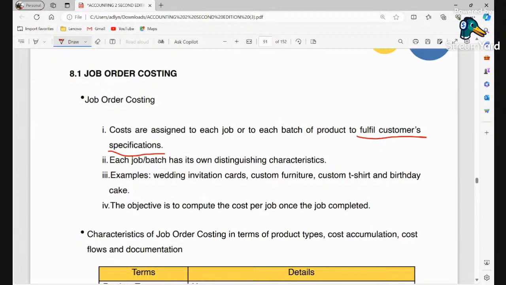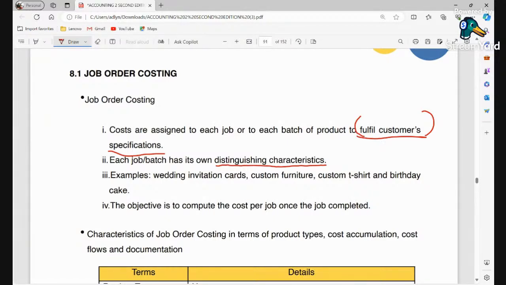So if you look here, each job or batch has its own distinguishing characteristic. Maksudnya dia ada ciri-ciri khas produk tersebut, and ciri tersebut tidak sama atau mungkin tidak akan dijumpai pada ciri-ciri produk yang berbeza, yang ditempah oleh orang lain. Because job order costing, as you can see, the main purpose is to do the costing for job ataupun batch of product yang memenuhi permintaan pelanggan. So there's a distinguishing characteristic for every product that is produced.